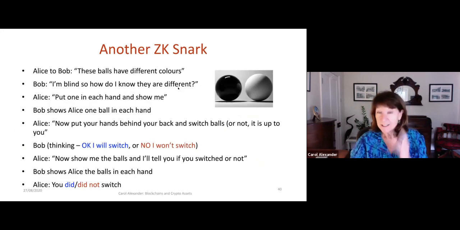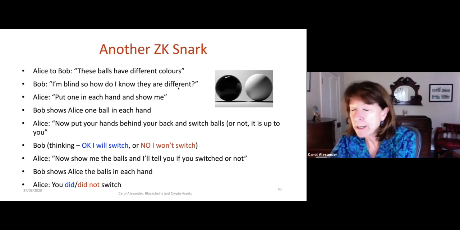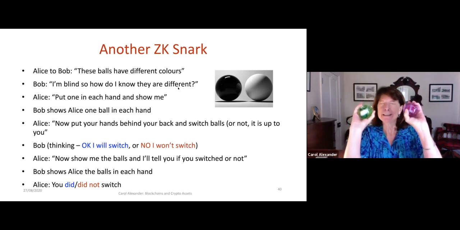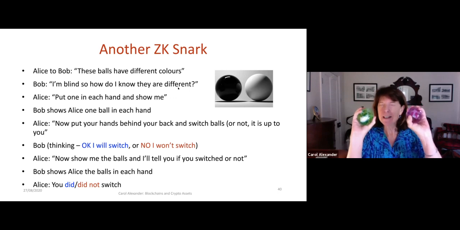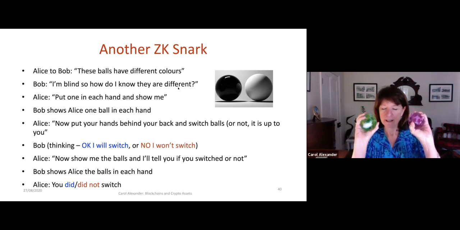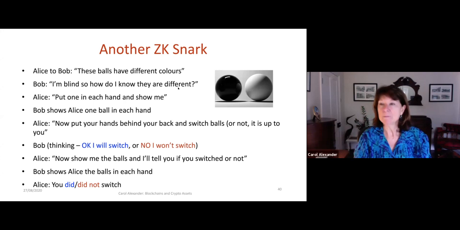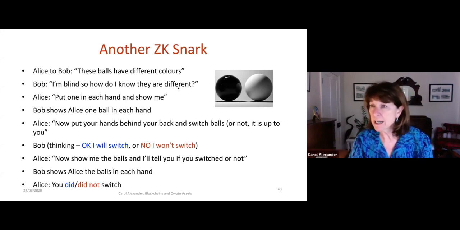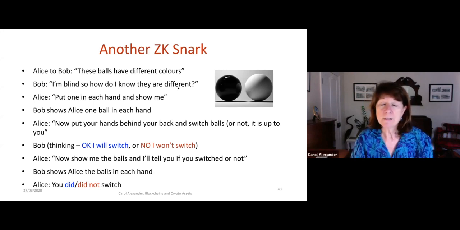Here's another one. Alice is the prover, Bob is the verifier. And suppose I'm Bob, but I'm blind, okay? And I've got these balls in my hands, right? They're different colors. At least Alice tells me they're different colors, but I don't know they're different colors. And Alice is going to verify to me that they are different colors. So she's going to say, put them behind your back. And then she says to me, okay, Bob, choose whether you're going to switch them to different hands or keep them in the same hands.